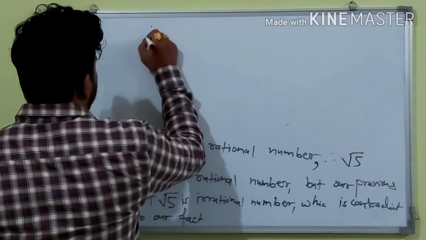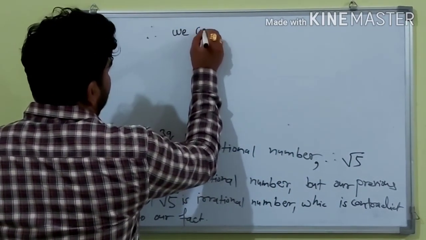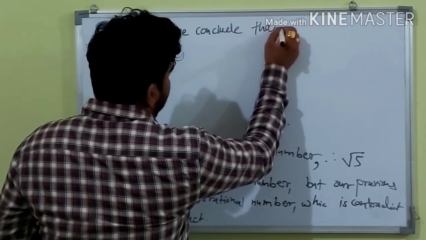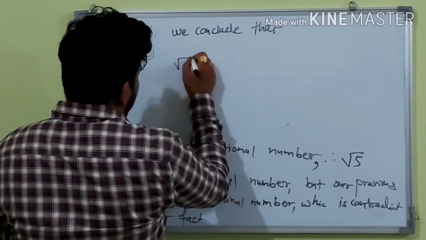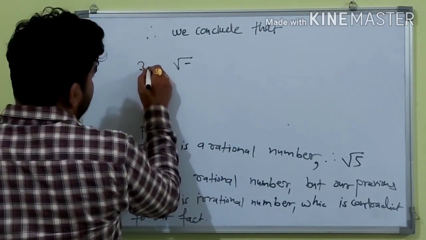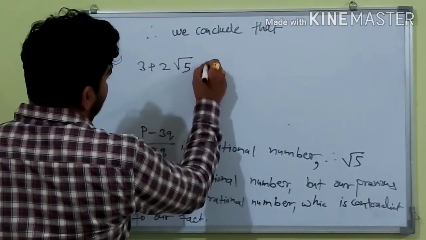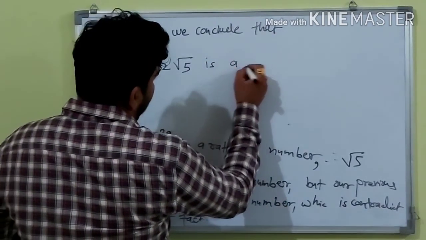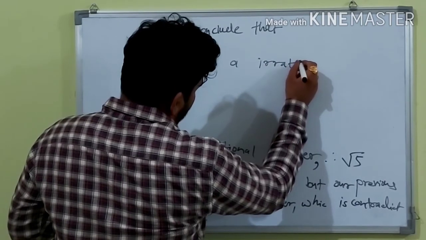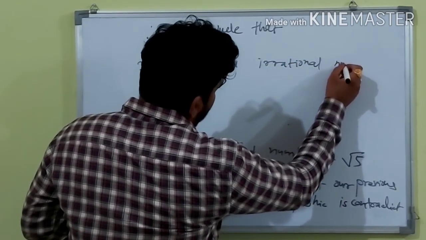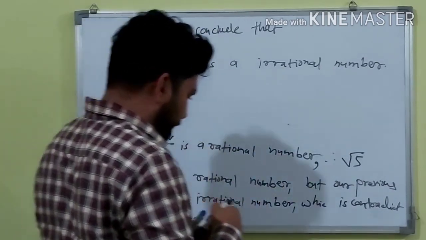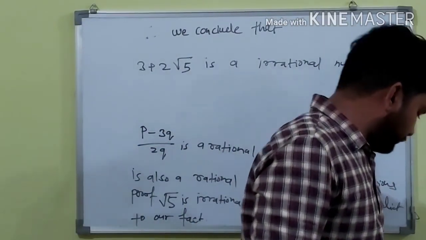Therefore we conclude that 3 plus 2 under root 5 is an irrational number. Okay, thank you so much for this question.